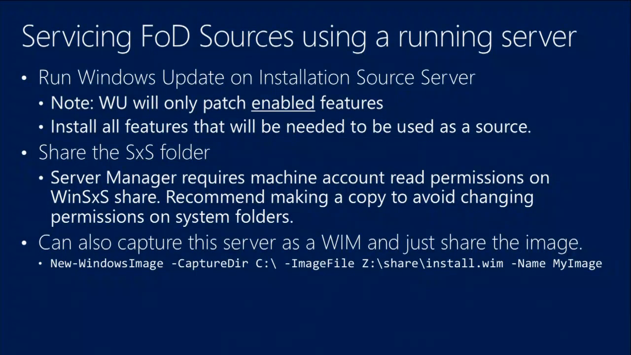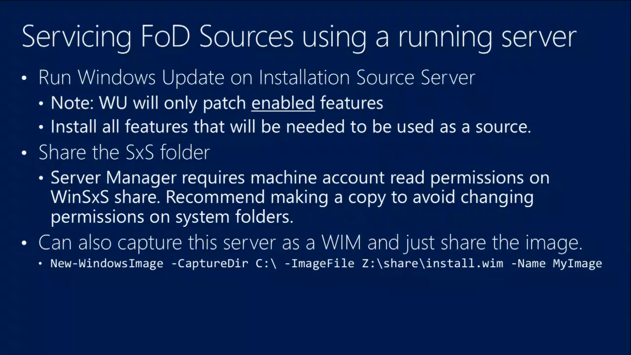There's a few ways that you can do this. And the way that you are going to need to do this depends on how you are choosing to deploy those features on demand images. So if, for example, you are sharing out the side-by-side directory of a server, you could just run Windows Update on that server, which will install the updates, and then the updates will get staged into the side-by-side directory.